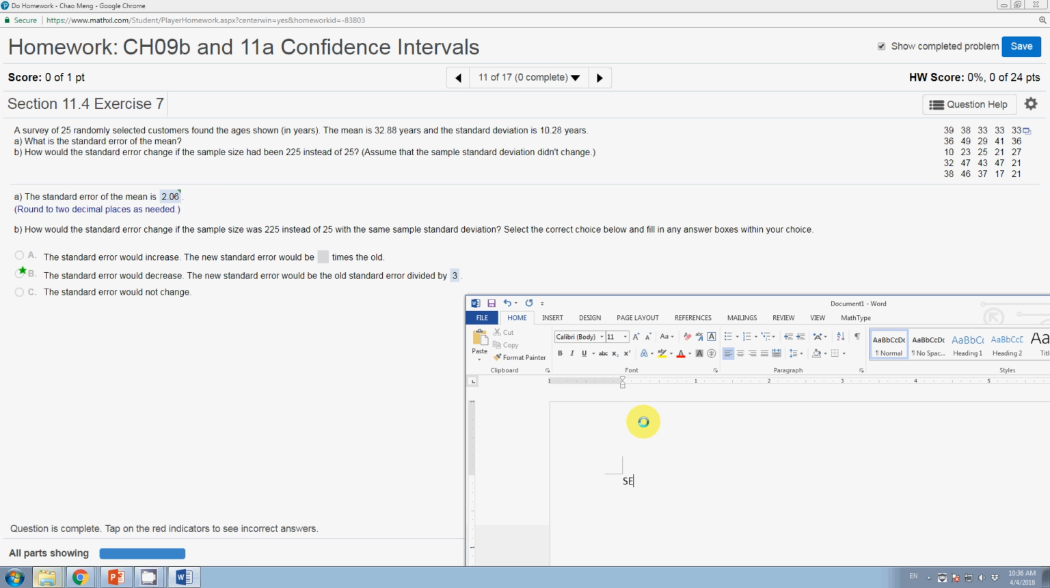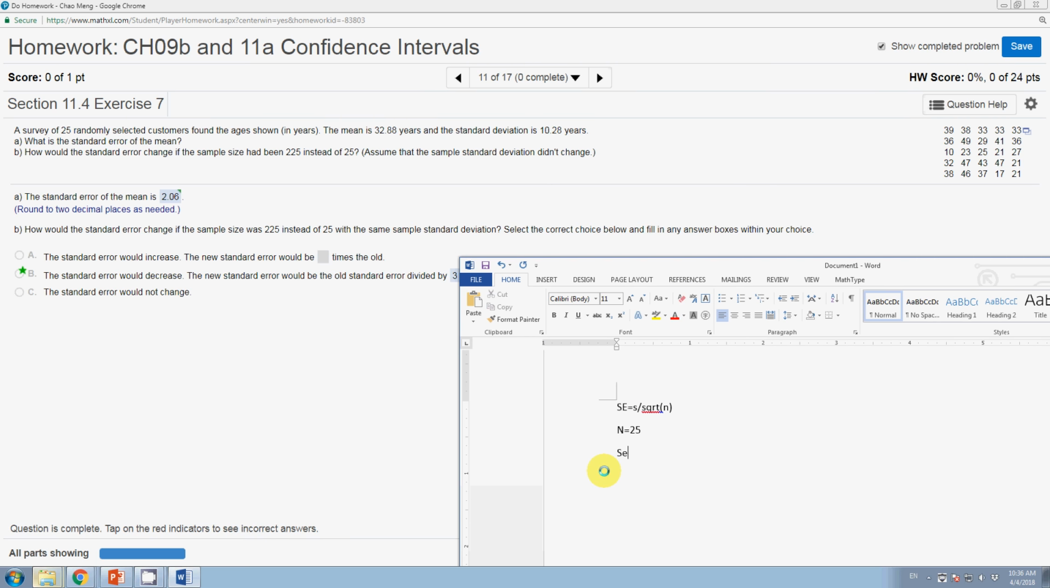So we know the standard error for the mean is equal to the sample standard deviation divided by the square root of the sample size. Okay, so that's the equation we have. So let's talk about those two scenarios. When the sample size is equal to 25, let's denote this as standard error 1.